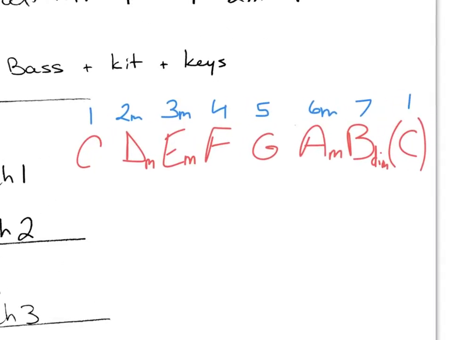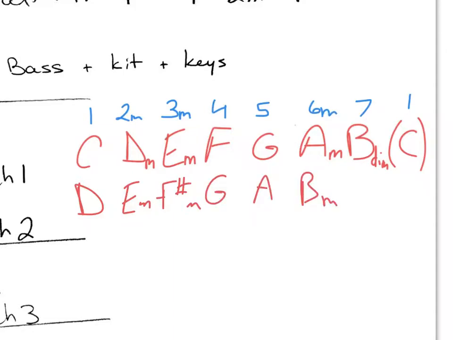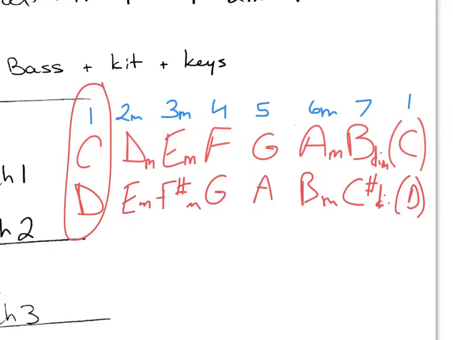Just for reference, in the key of D major, hang on, let me get back to a red pen here. We have D major. In the key of D, we'd have D, E minor, F sharp minor, G, A, B minor, C sharp diminished, etc., and D at the top. Okay, but a 1 chord is always the first note of the scale. A 4 chord is always the 4th note of the scale.